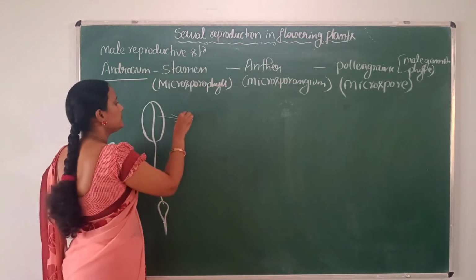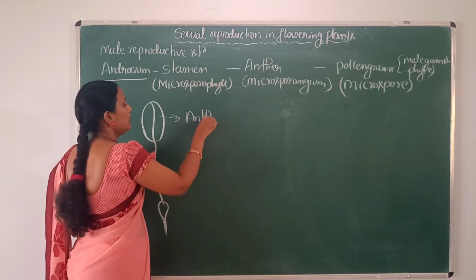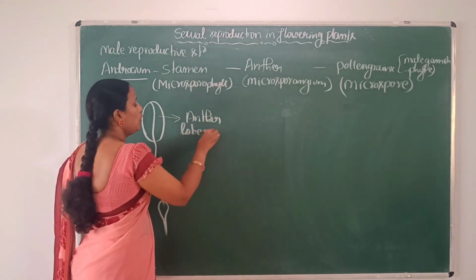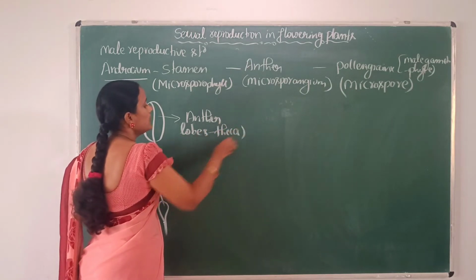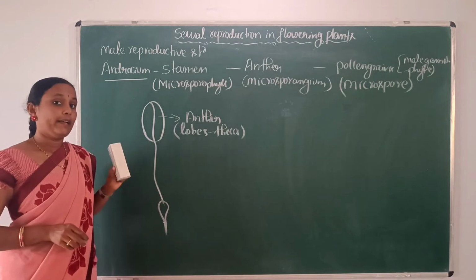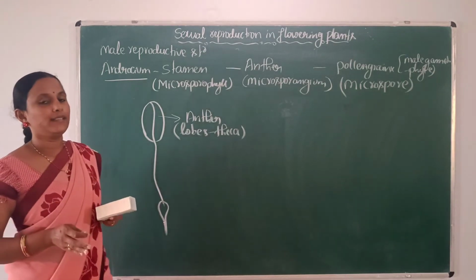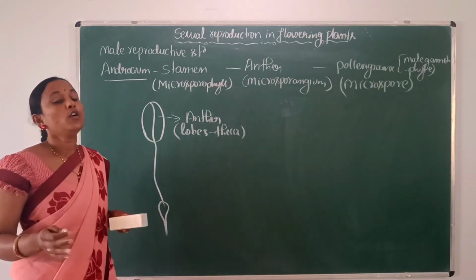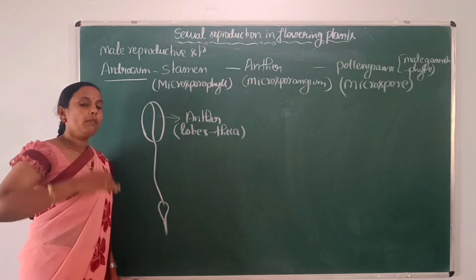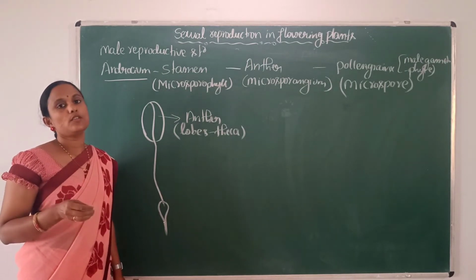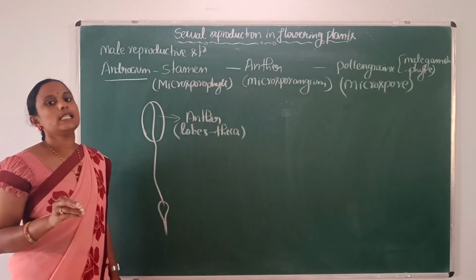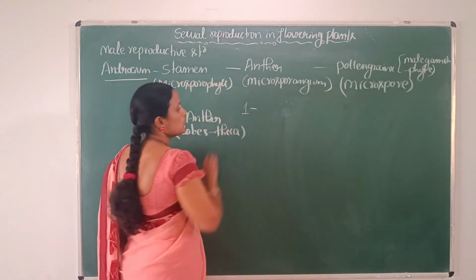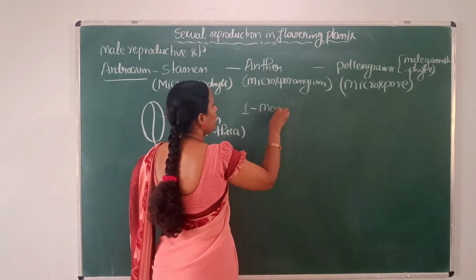Now this is the anther, and the anther consists of lobes, which are otherwise referred to as theca. There may be a single lobe present in an anther or two lobes. In the majority of angiosperms, there are two lobes, and the condition is called dithecous. If the number of lobes is one, then it is called monothecous.